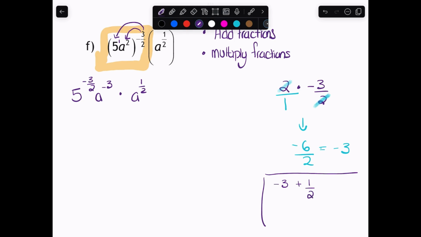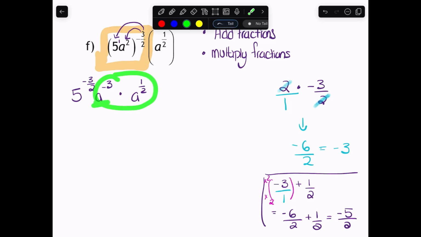So this is where I'm going to need that common denominator. So again, we know there's an invisible 1 hanging out here. And so if I multiplied this fraction, both top and bottom by 2, I'm going to get a common denominator. This gives me negative 6 over 2 plus 1/2. Now I can add the top numbers. So negative 6 plus 1 would give me negative 5 over 2. So that means when I multiply those bases, I need to add the exponent, and the exponent is now negative 5 over 2. So let's rewrite all of this.